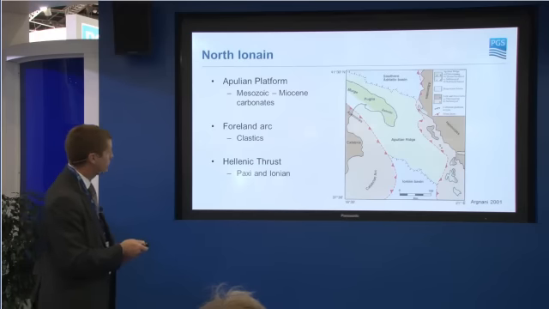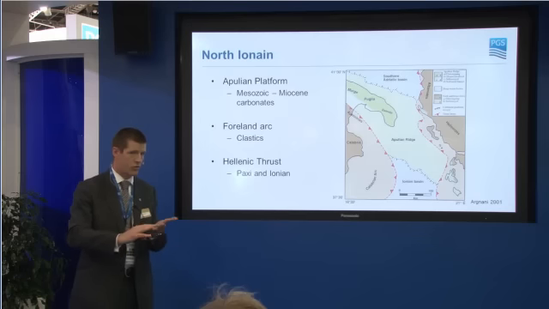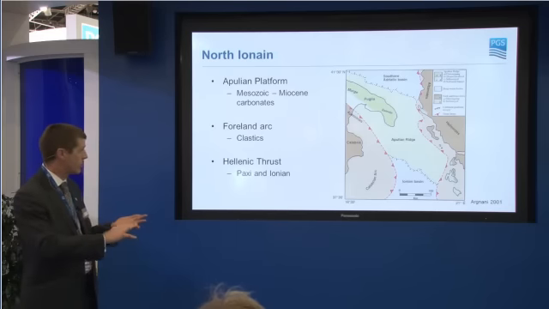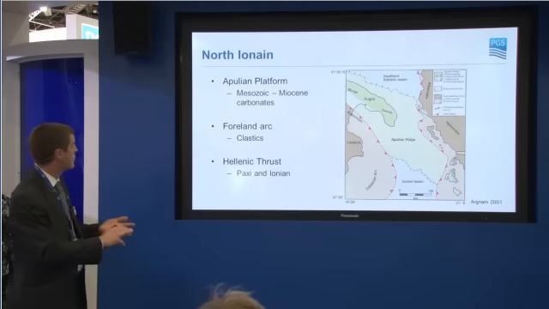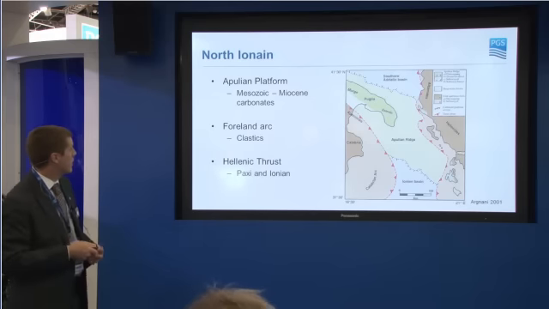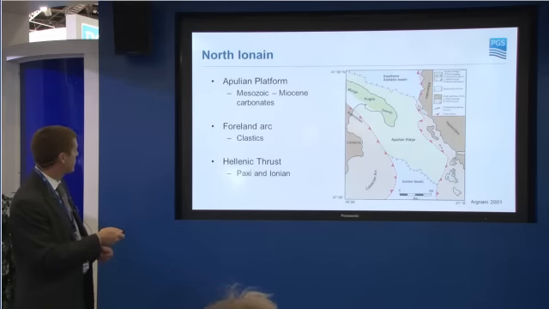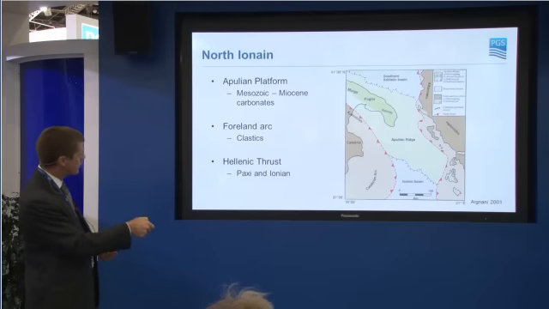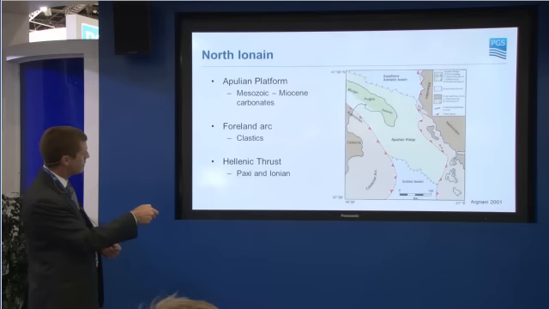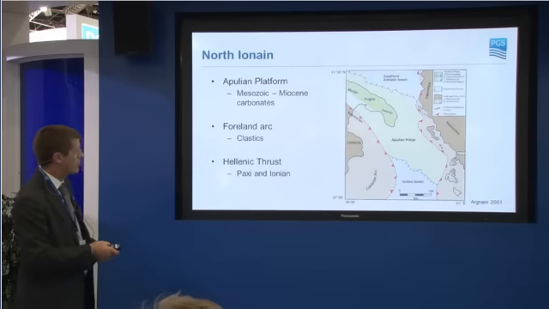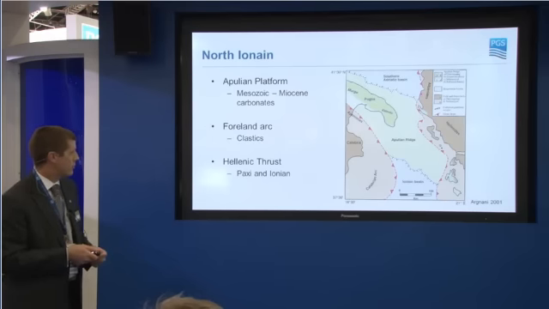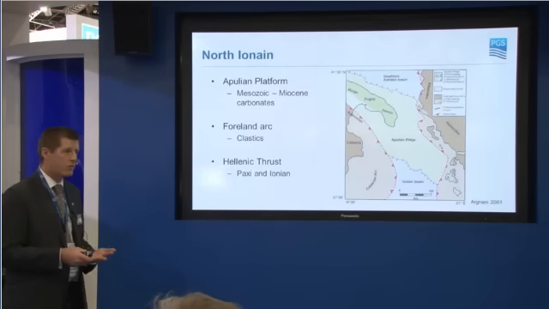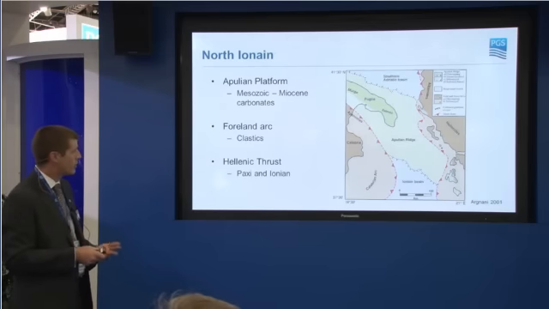So in the North Ionian, I'm going to go through the North Ionian central area around Cephalonia, or south of Cephalonia, and then south of Crete. So this is the North Ionian area. The play types here are represented by the Apulian platform itself, Apulian ridge here, and there are a couple of play models up here within the Apulian ridge itself. It's represented by Cretaceous to Eocene carbonates, and then overlain by more recent sediments, which could provide a good seal.